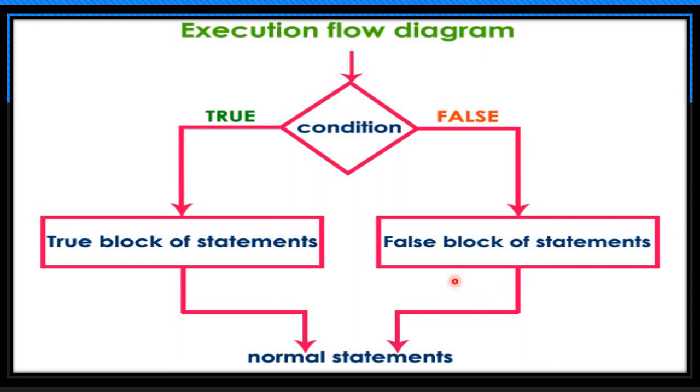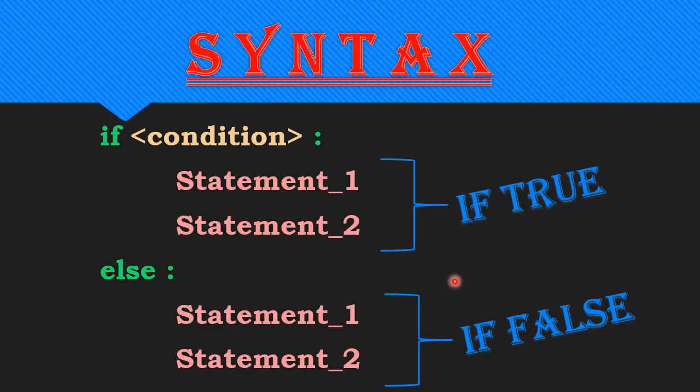Now let's move on to the syntax of if-else statements. So here is the syntax for if-else statements. First of all, we have to write if. This if is the keyword and then the condition will be written here, and then the colon. And these are the statements to be executed if the condition states as true. Then we have the else block and after the colon, these are the statements to be executed if the condition states as false. So this will be our syntax.